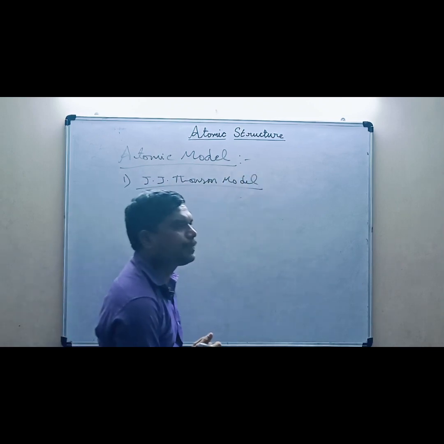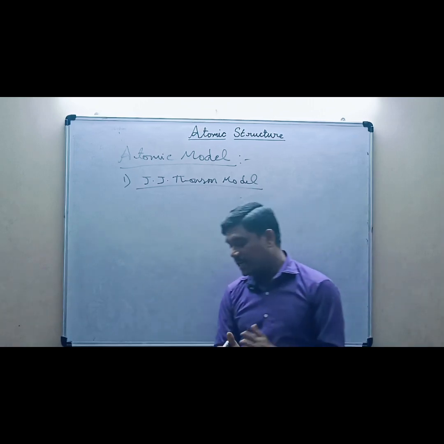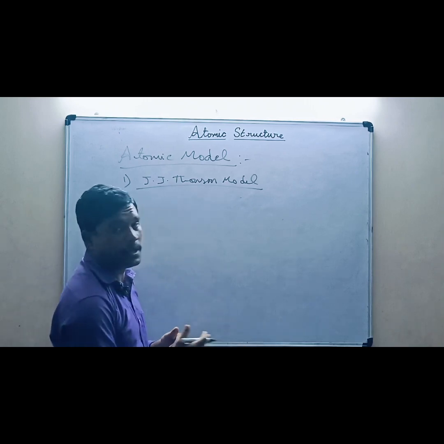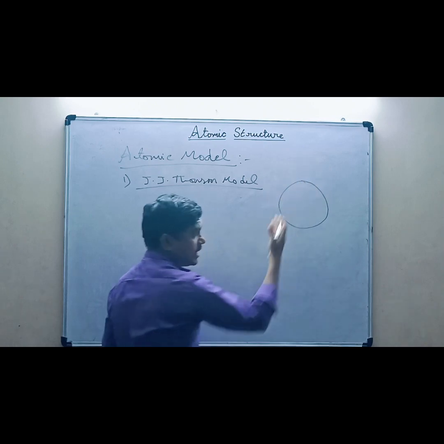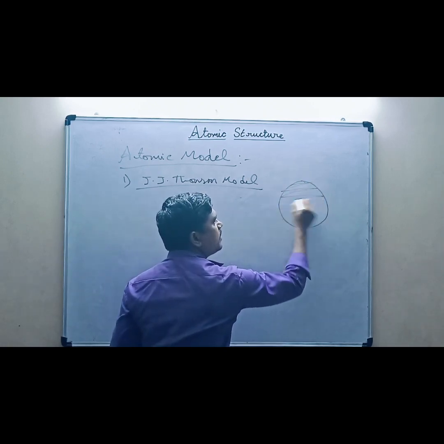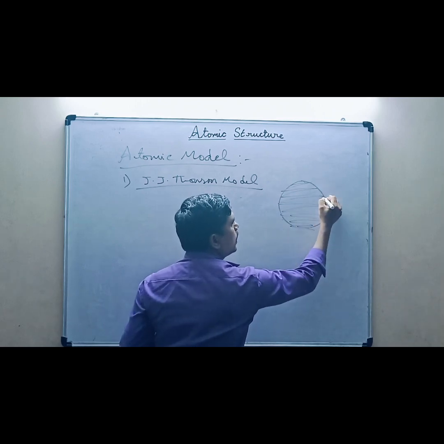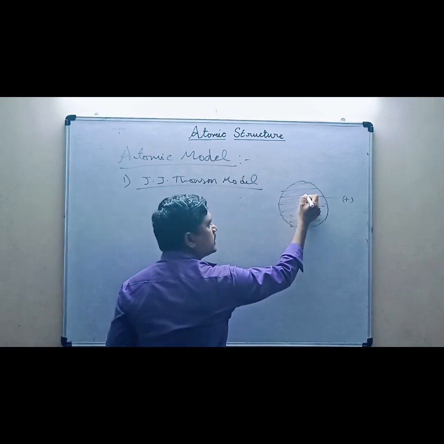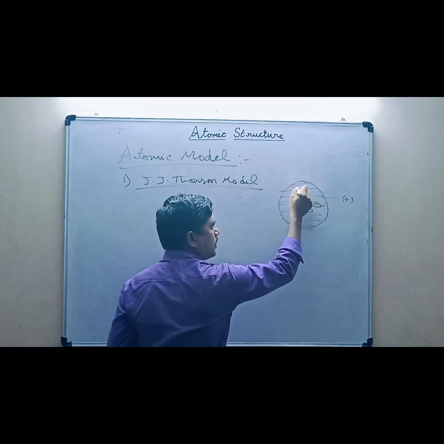As you already know, it is based on just an assumption, not a theory or any activity. He gave a model in which the atom is spherical in size. This is correct, right? It is fully filled with positive matter, and electrons are just embedded in this positive matter here and there, right?